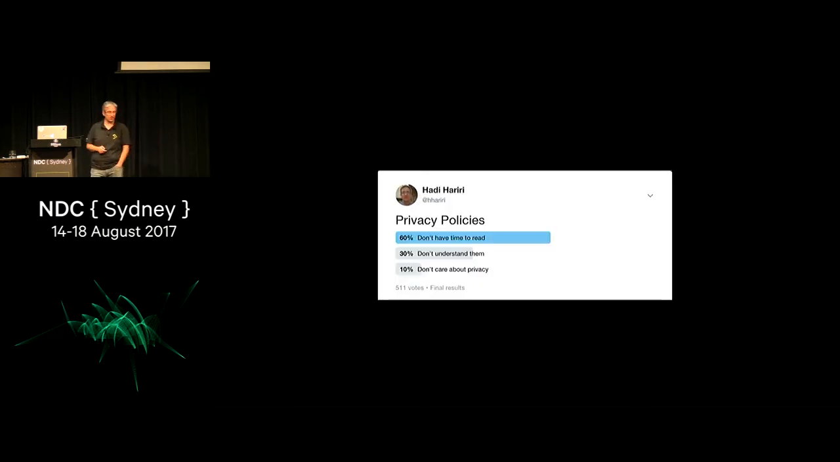I asked recently on a Twitter poll, I got like 500 responses, which they say is enough for accuracy, right? Actually there is an estimation that says over 500, the margin of error is so minimal that it's enough. The question was: I don't have time to read privacy policies, don't understand them, don't care about privacy. How many of you read privacy policies in detail every time you download an app or use a website or use a service? How many times, when they say, we've updated our privacy policy, you're like, okay, let me do a diff.